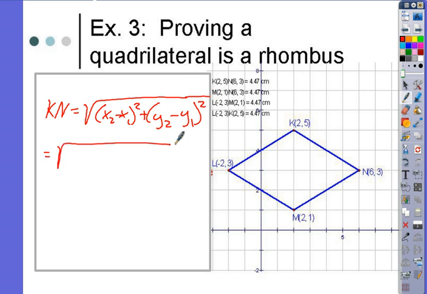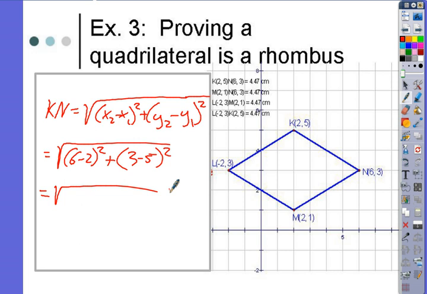Okay, so let's see what we get. What is 6 minus 2? Squared? 16. What's 3 minus 5? Squared? Positive 4. So what is the distance then? KN is just square root of 20.